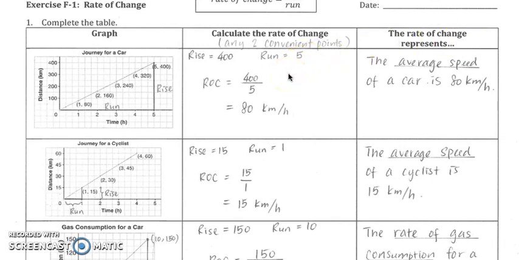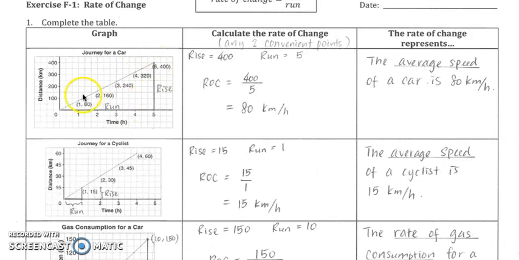Okay, first graph, journey of a car. To calculate the rate of change, you can pick any 2 convenient points. So you have a lot of options here, but the most convenient points, to show a bigger triangle, would be the first and the last point. If you don't like that, you can also use 0 to 1, 80. That works too.